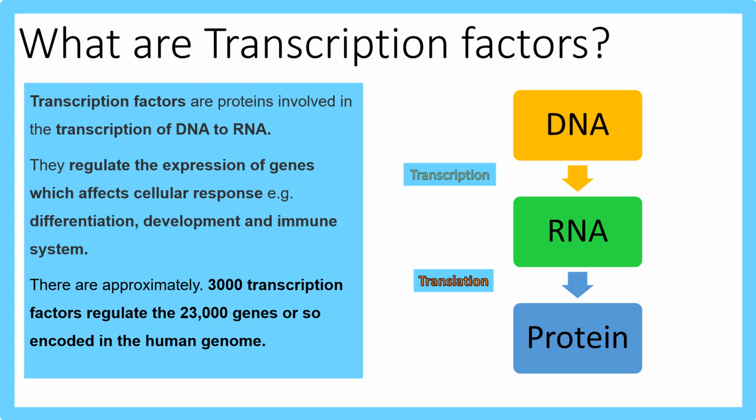So transcription factors focus on transcription, and they regulate the gene expression of these target proteins. This essentially affects the cellular response, such as differentiation to specialized cells, development, and the immune system. And there are approximately 3,000 transcription factors that regulate about 23,000 genes encoded by the human genome collectively, and that is fascinating.